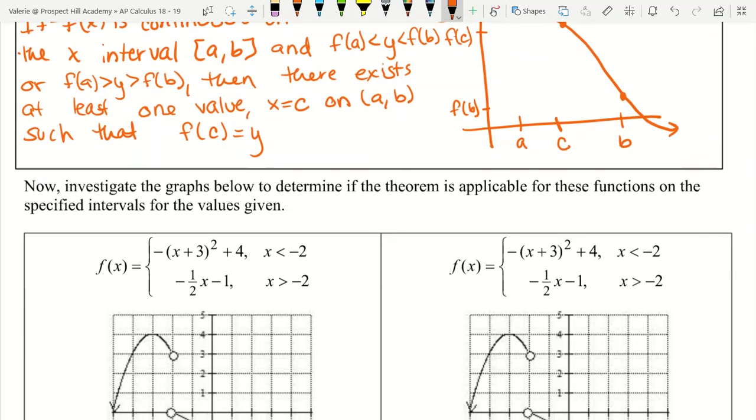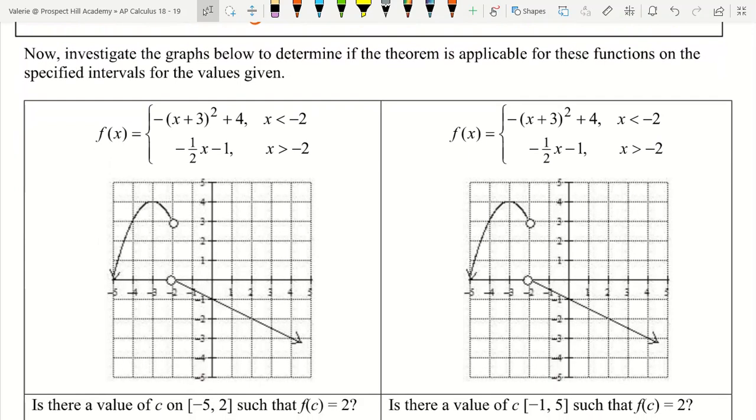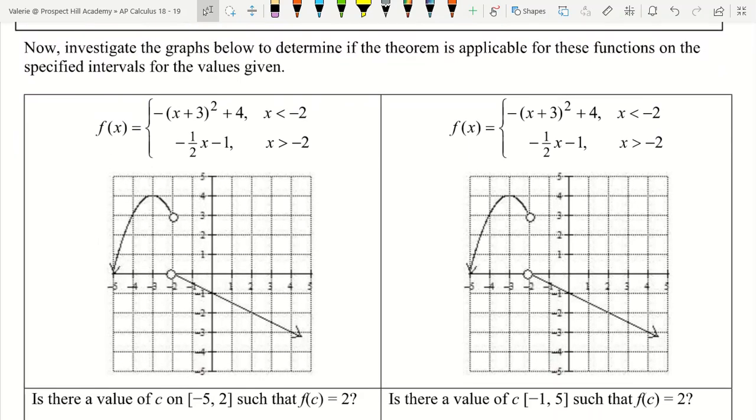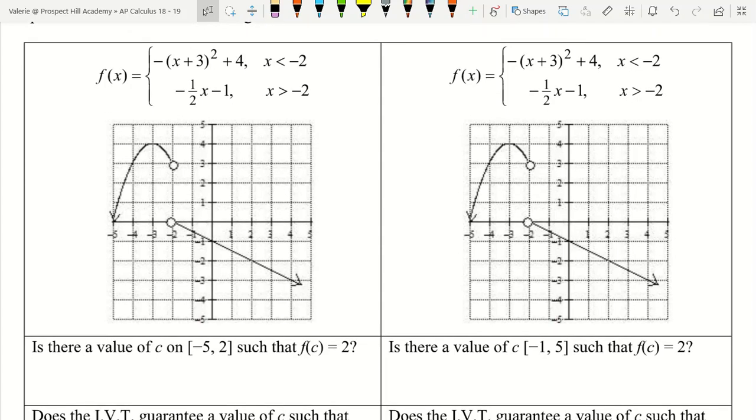Now we're going to investigate the graphs below to determine if the theorem is applicable for these functions on the specific intervals. So our first graph, we have f of x is equal to this piecewise function, and our break is at x is less than -2 and x is greater than -2. Our first question is, is there a value of c on the interval -5 to 2 such that f of c is equal to 2? So we're on the interval from -5 to 2.